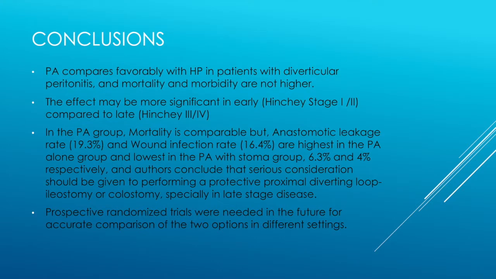They thus concluded that primary anastomosis compared favorably to Hartmann's procedure for perforated diverticular peritonitis, with less patient morbidity, and this effect was more pronounced in the early stages of the disease. In the later stages of perforated diverticulitis, they proposed that since anastomotic leak rate and wound infection rates were higher, if the one-stage procedure was planned, the surgeon should consider diverting the fecal stream, but that would necessitate reversal of the loop ostomy at a later date.